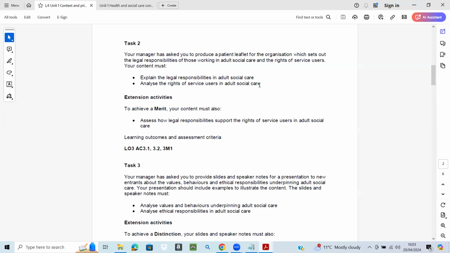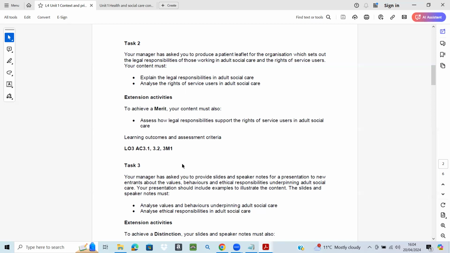Because we are training new staff who are recruited in our company. Sometimes when we go to some training, they give us some sort of leaflet or booklet which has the information. So we need to think like that. And again, if we need to achieve the merit criteria, then we need to assess how legal responsibility supports the rights of service users in adult social care.